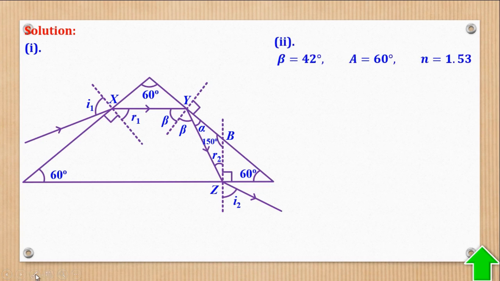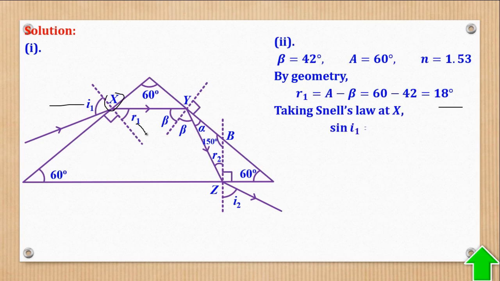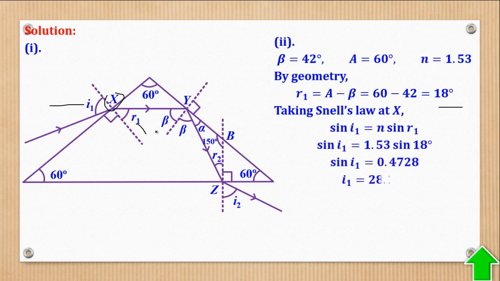So for Roman 2, we have beta as 42, we have A as 60, we have n as 1.53. Therefore, by geometry, this plus this must be equal to this. I think we've been using that. Therefore, I can get R1 as 18 degrees. Then taking Snell's law at x, I'll come up with sine I1 is equal to n sine R1. Then substitute, simplify and get the value of I1.